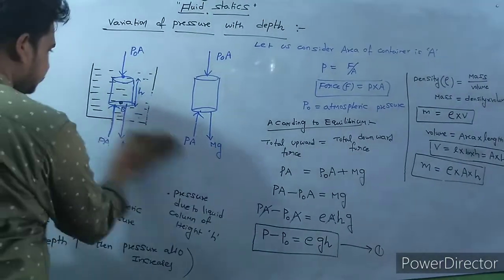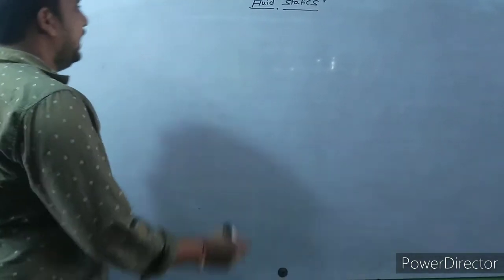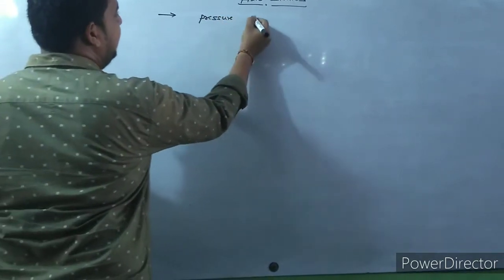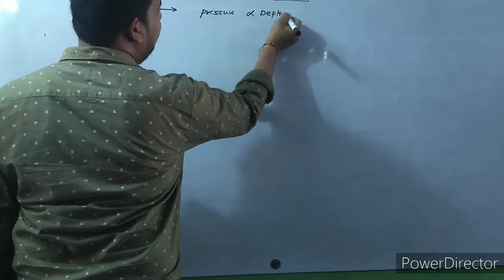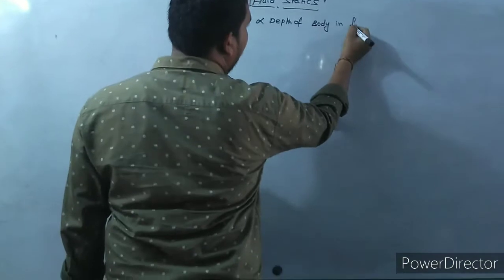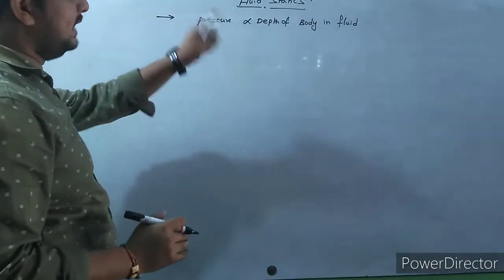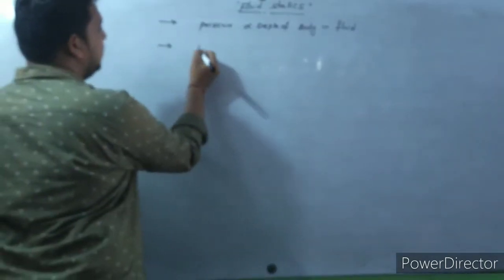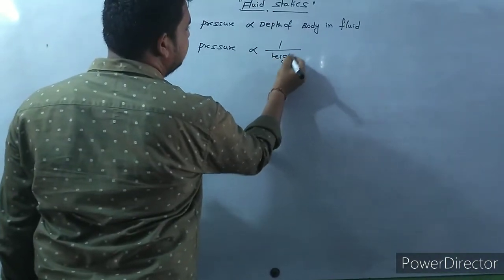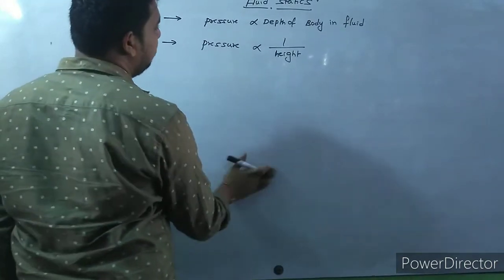Okay, next topic. Continuing my lecture on fluid statics, in the variation of pressure with depth, pressure is directly proportional to the depth of a body in the fluid. If the depth of the body in fluid increases, then pressure increases, directly proportional. Next, pressure is inversely proportional to height.